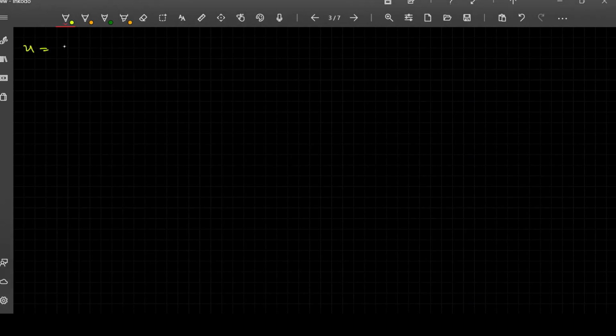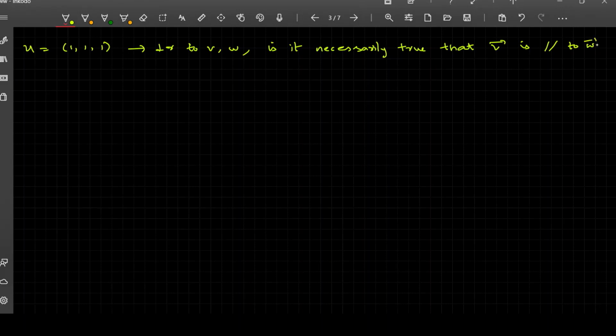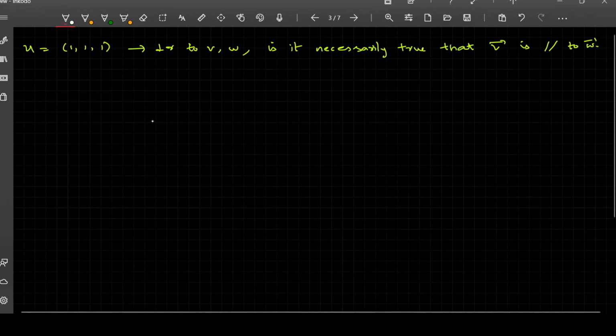In the third question, given that u is equal to (1, 1, 1) and it has been stated that this vector is perpendicular to v and w. So if that is the case, is it necessarily true that the v vector is parallel to the w vector? So this is the question. It's an easy one, to be honest. We can figure it out very easily.